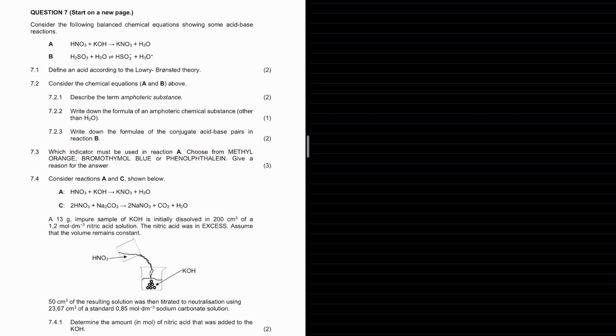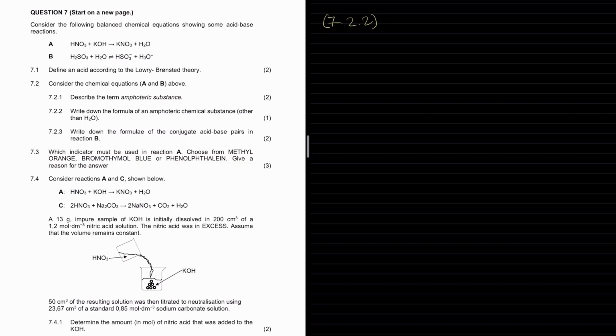So we have A and B. We'll go to 7.2. Consider the chemical equations A and B above. 7.2.2 says, write down the formula of an amphoteric chemical substance other than H2O. So an amphoteric substance is something that can act as both an acid and a base.